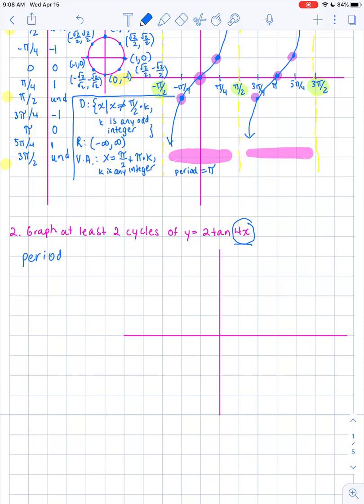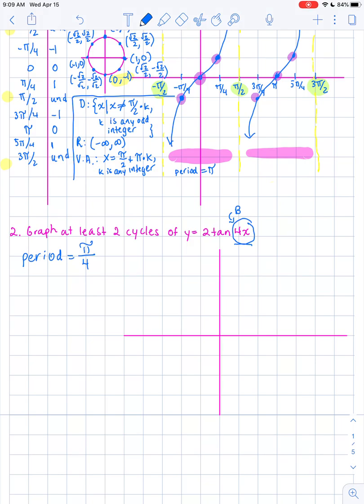To figure out the period for any trig function, you take the typical period. For sine and cosine, it was 2 pi. For tangent, it's pi. And you divide it by the b value, which is the value that you have in front of x, so 4. So this tells me that instead of the period being pi, we have pi over 4.